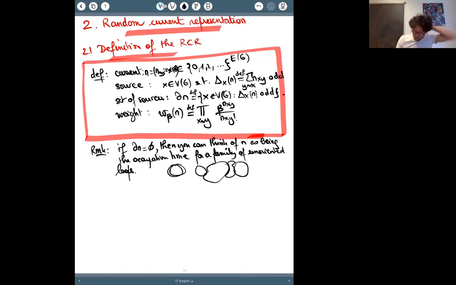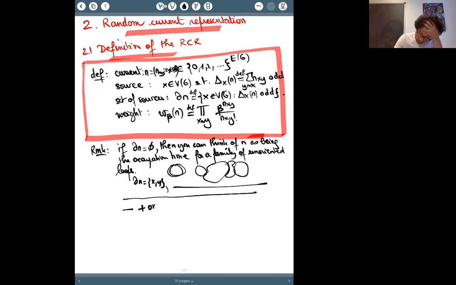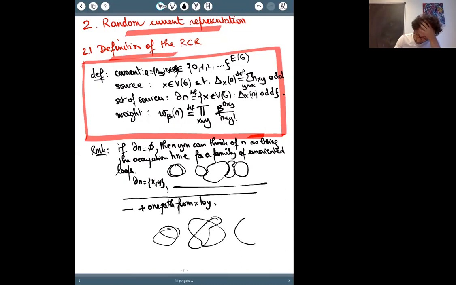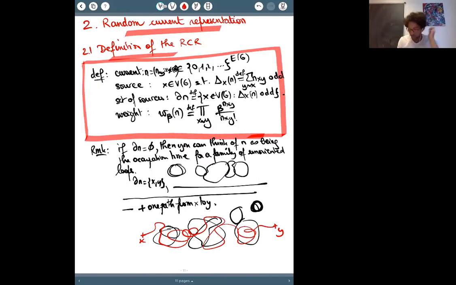So if you have no sources, you can see that as an occupation time of a loop soup, a family of loops. If there are, on the other hand, sources, say x and y, then you can also look at it as the occupation time of a family of unoriented loops plus one path from x to y. Okay, so typically you are going to have loops like that. A loop may be passing 100 times on the same edge, okay? But to get a current, you need an additional path from x to y. Not necessarily self-avoiding, but from x to y.